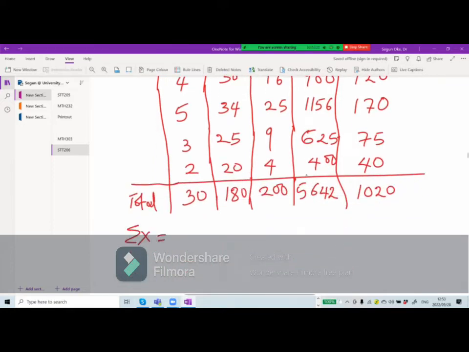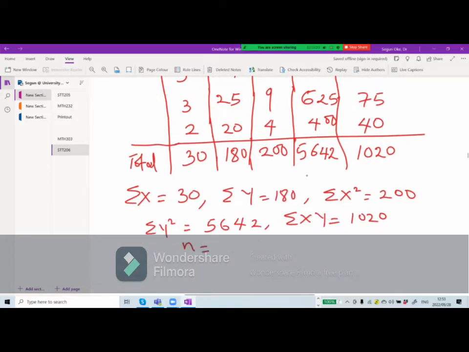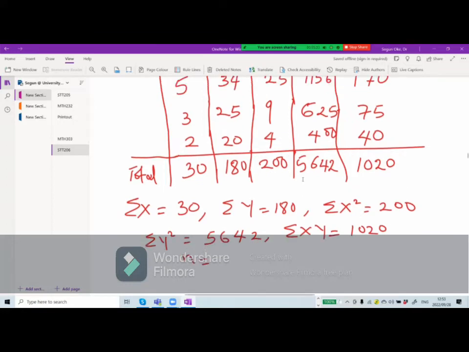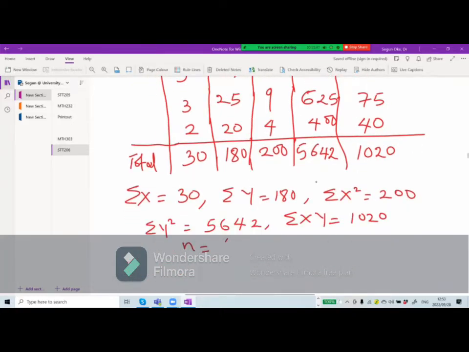We have summation x equals 30, summation y equals 180, summation x squared equals 200, summation y squared equals 5,642, then summation xy equals 1,020. Good. So what is n? Don't forget that n because you will need it. How many years? 6 years. Good.